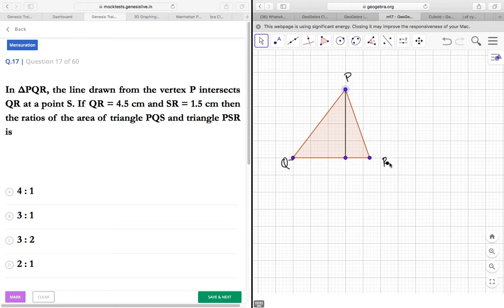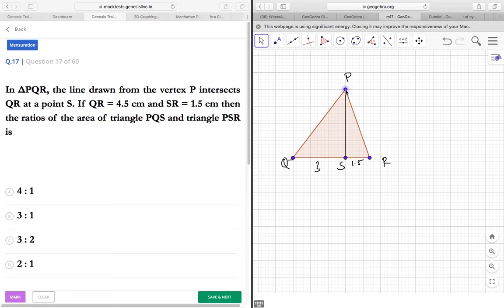PQR and then S, this is 3, this is 1.5. Great. Now, how I would solve this problem to find the ratio of the area of the triangles: just imagine, if you keep the height the same and change the vertex wherever it goes, what is constant? The height is constant for both the triangles, that is PQS as well as PSR.